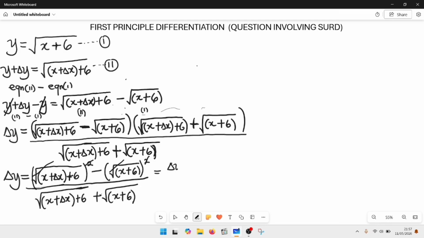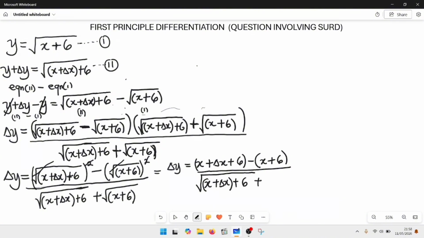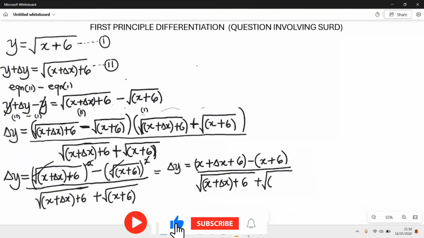Our delta y will be just x plus delta x plus 6, this one, minus x plus 6, over the square root of x plus delta x plus 6, then plus the square root of x plus 6.